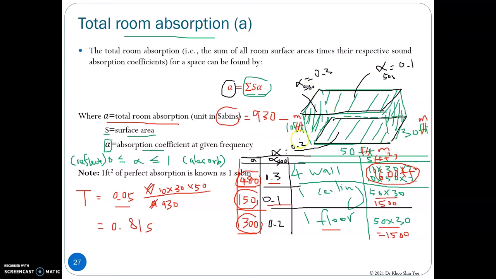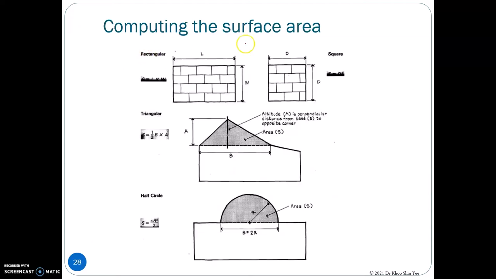All the alpha is still remain in this problem. So in this case, the surface area will be in meter squared. And after you compute the volume, 10 multiplied by 50 multiplied by 30, you should obtain the volume in meter cubed. So we need to use 0.16 when the dimension is in meter. And if you recompute, you obtain the reverberation time equal to 2.56 seconds.